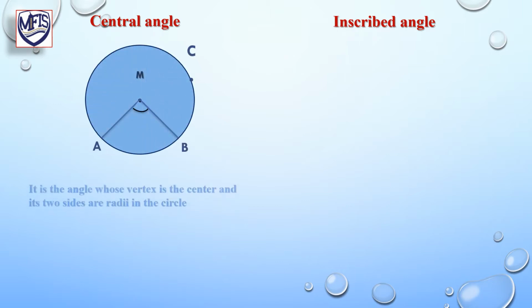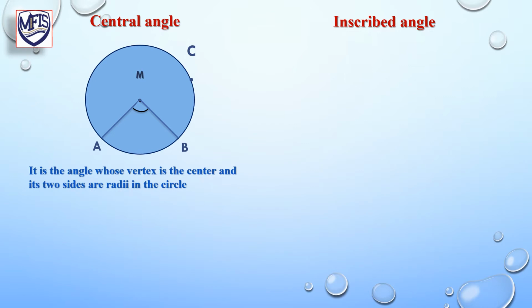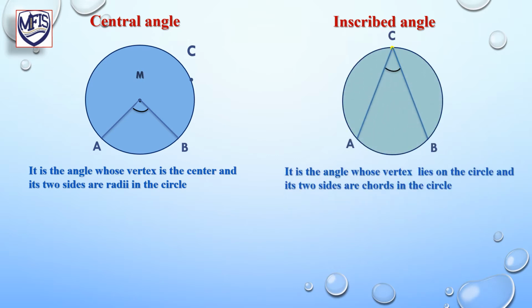Central angle: it is the angle whose vertex is the center of the circle and the two sides of this angle are two radii in the circle. But inscribed angle: it's an angle whose vertex lies on the circle and its two sides are two chords of the circle.